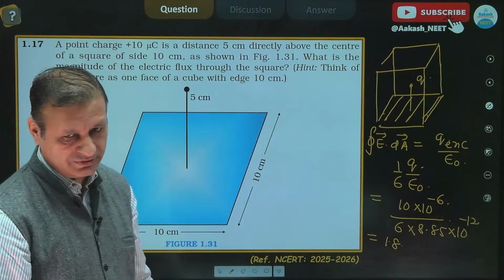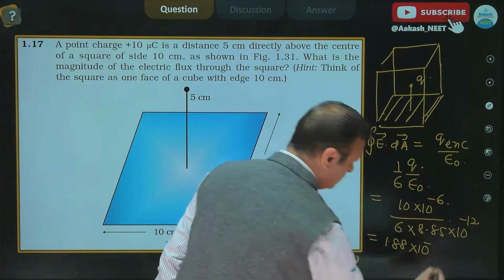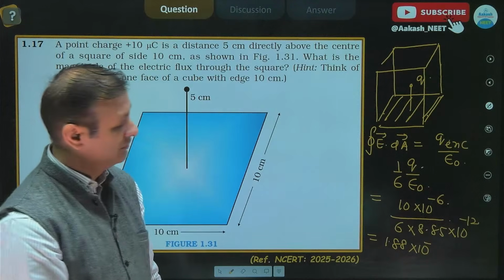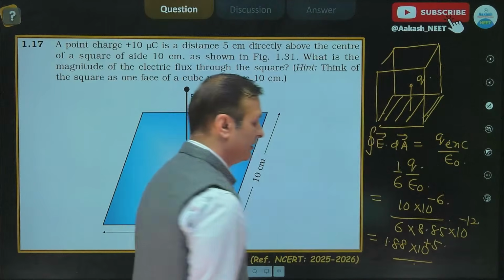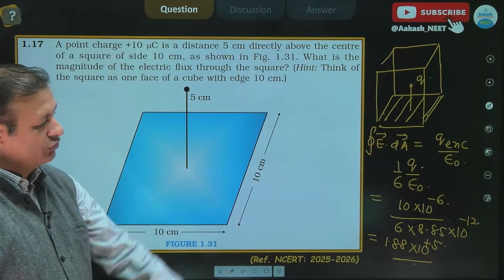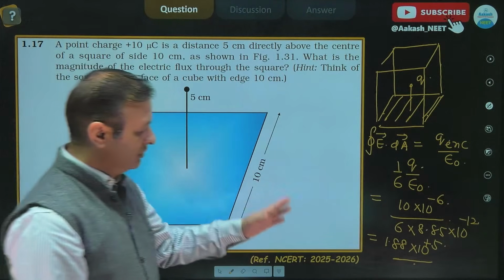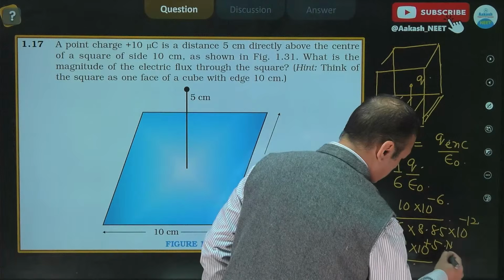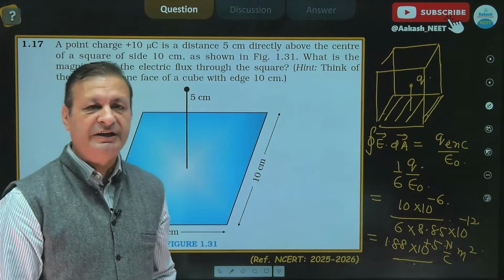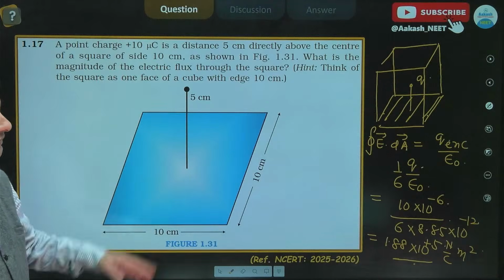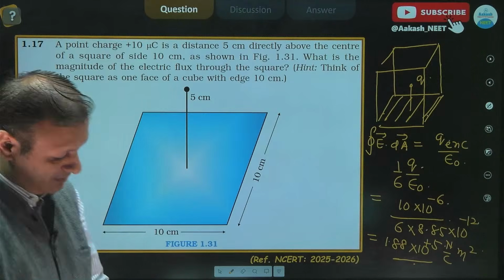1.8 something, precisely 1.88 into 10 to the power plus 5 or minus 5. So when you look at this, it comes out to be plus 5, and this is a flux. So the unit of flux we all know. What do you mean by flux? So that is Newton per Coulomb into meter square. Any doubt from this part? And this is one of the easiest approaches we have for this numerical. Shall we move?